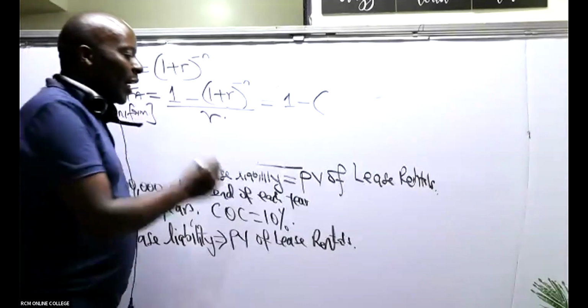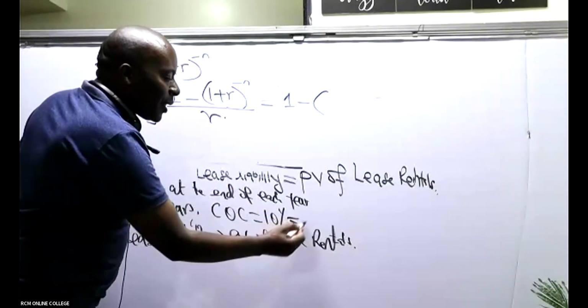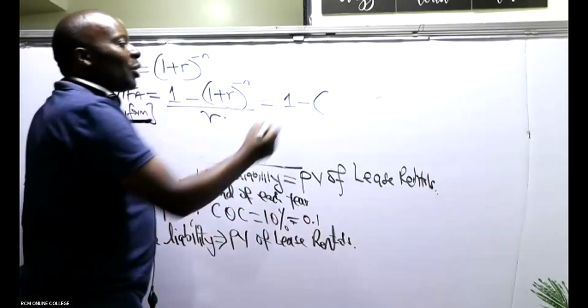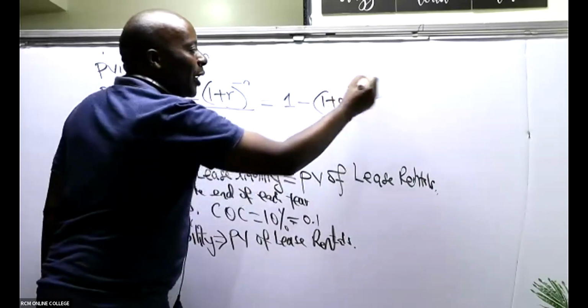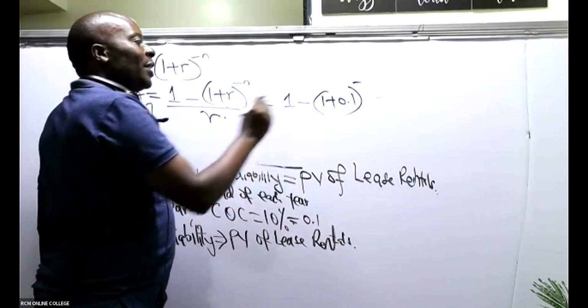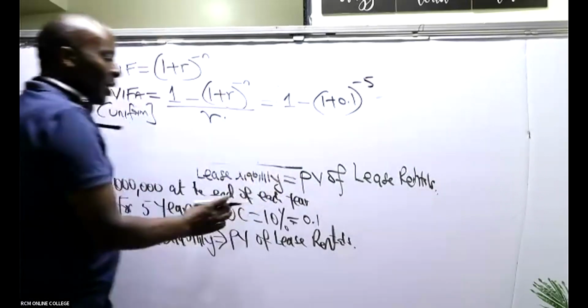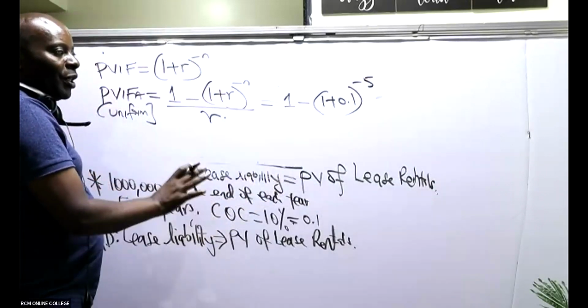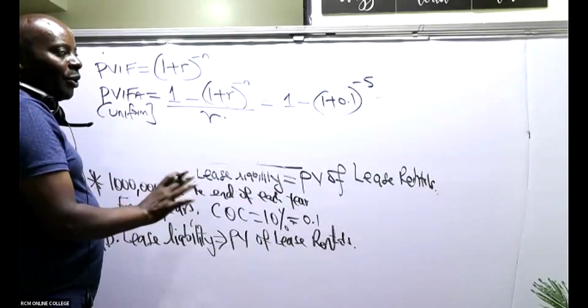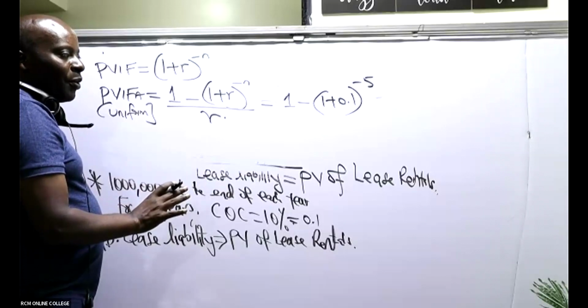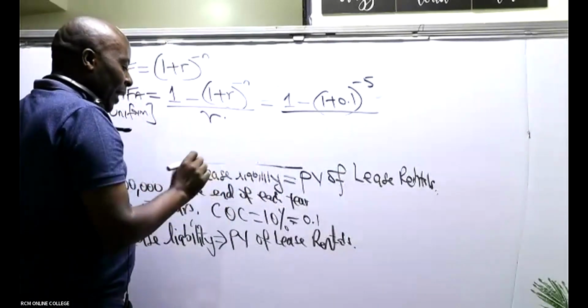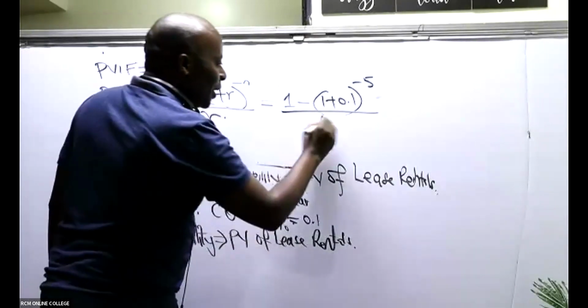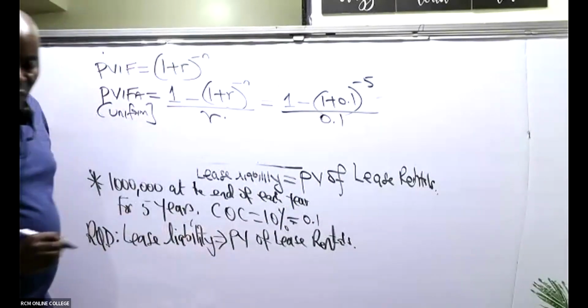So this R to us is 10%, and 10% is the same as 0.1. So this one here will be 1 plus 0.1 raised to the number of years. The number of years in this case is how many? This is a lease of 5 years. We're going to enjoy this for 5 years. And then we shall divide everything by our R, where our R is 0.1.